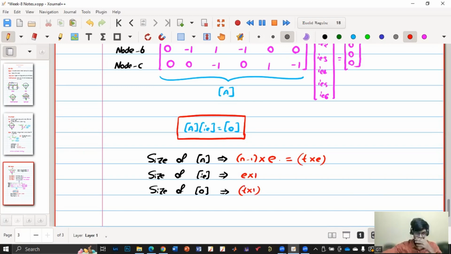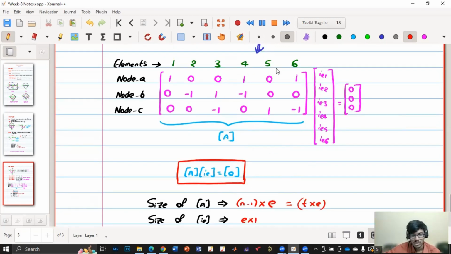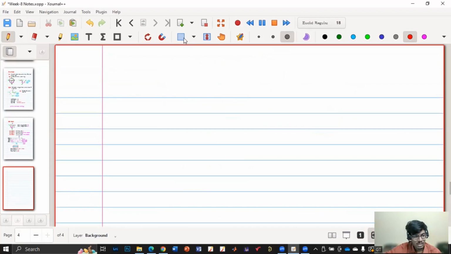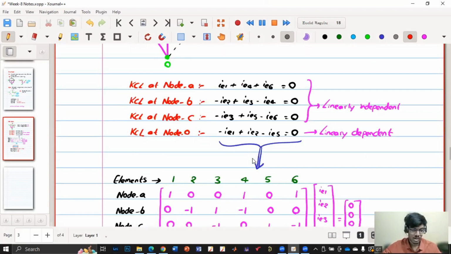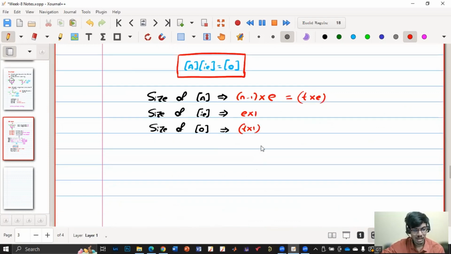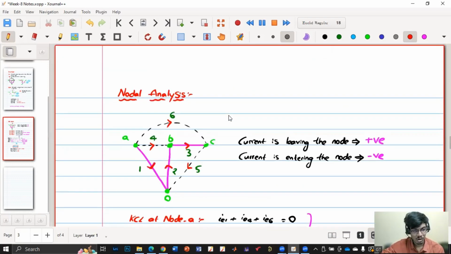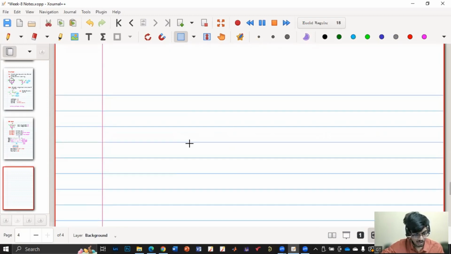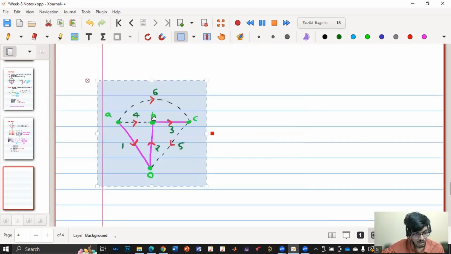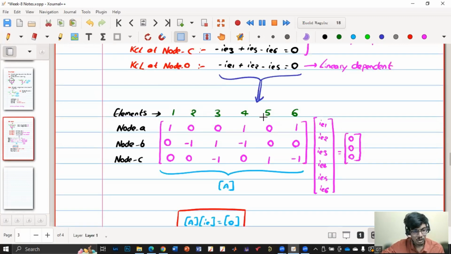So this is how you get A matrix. How do you get A matrix? By applying KCL at each of the nodes. We will consider one node less because it is redundant. All the nodes are not needed. We will apply KCL at 3 nodes, or n minus 1 nodes to be precise, and we'll get the A matrix. Now we'll use node voltages and we'll get the element voltages. So this is one part of nodal analysis.